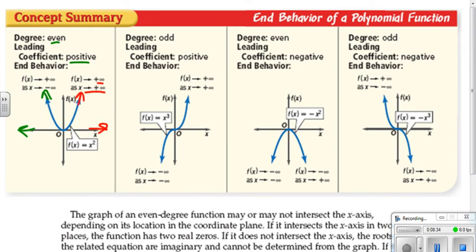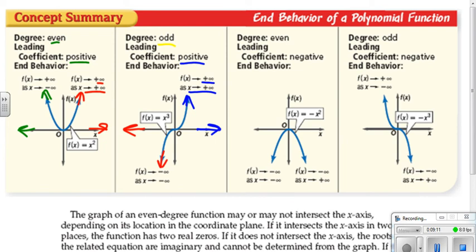Both will go up. Now if we have odd degrees with a positive leading coefficient, then as x approaches positive infinity, as x goes to the right, f of x will approach positive infinity. This one will go up. Same graph, with odd degree and a positive leading coefficient. As x approaches negative infinity, so as we go leftwards, our f of x, or our graph, will approach negative infinity. It will go down.